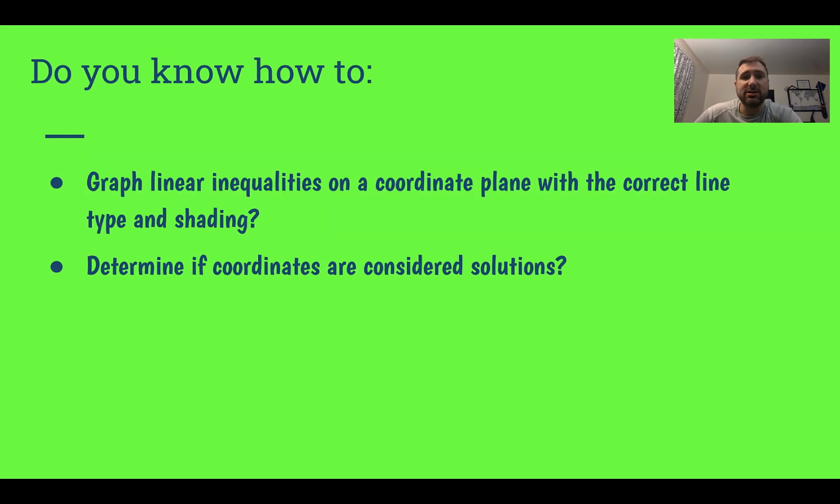So after this lesson, do you now know how to graph linear inequalities on a coordinate plane with the correct line type and shading? And can you determine if coordinates are considered solutions? If you're not sure about these things, go back and look at some of the examples and focus on how we knew which line to choose, where to shade, and what is considered a solution and what is not. And that's the end of lesson 4 on graphing 2-variable inequalities.